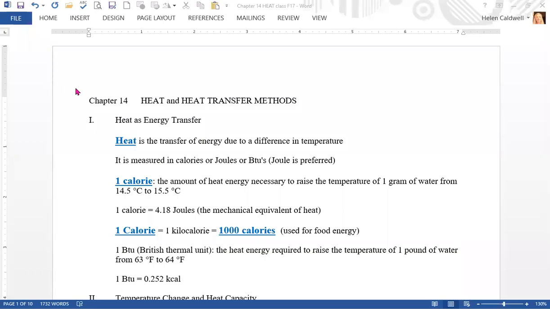Today's video is on Chapter 14, Heat and Heat Transfer Methods. So we have some really important examples to look at in this chapter, but we'll start out defining some terms. So heat is the transfer of energy due to a difference in temperature.